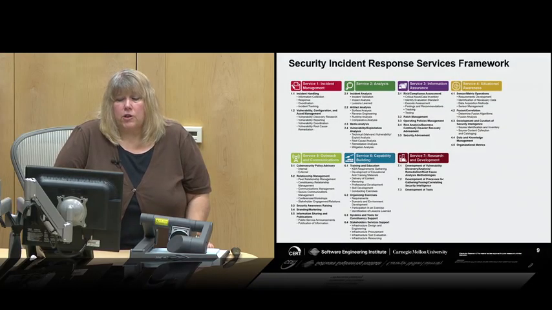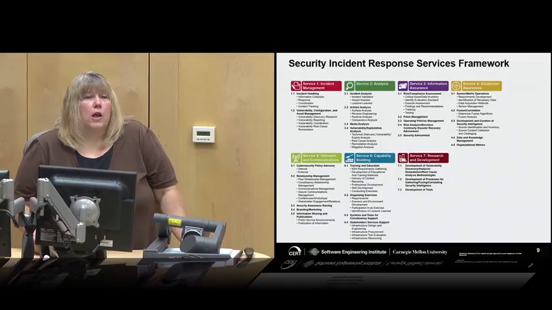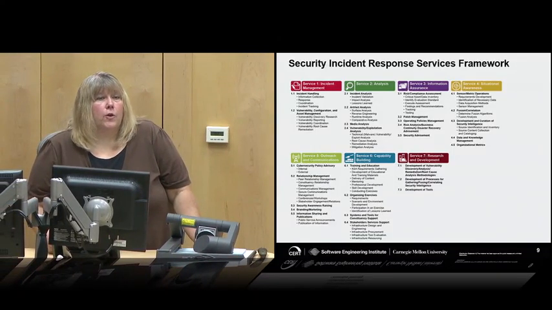The last is research and development, and that says let's take a look at and research new techniques that are out there to perform the rest of these functions, or let's do research and create new techniques to perform the rest of these functions. So we wanted to point out the Security Incident Response Services framework.